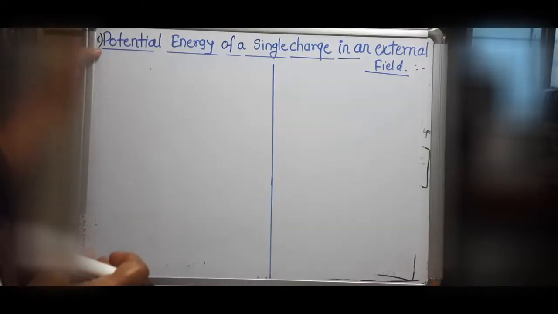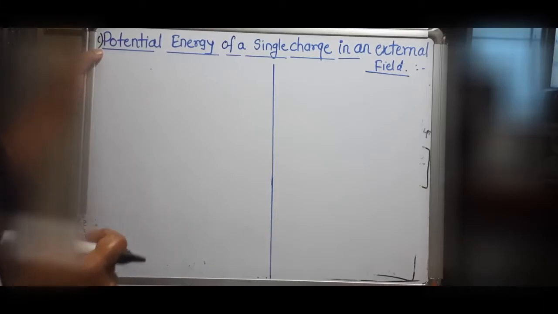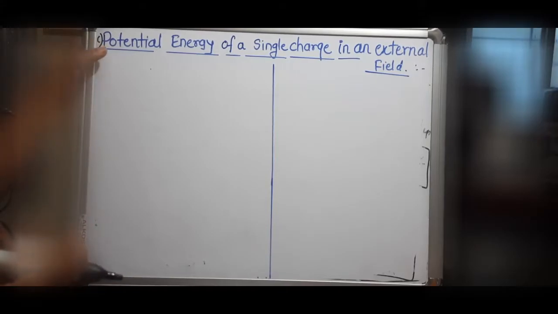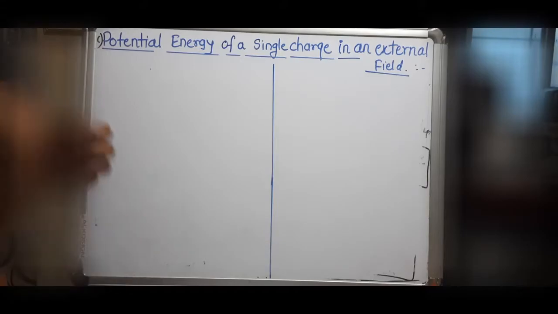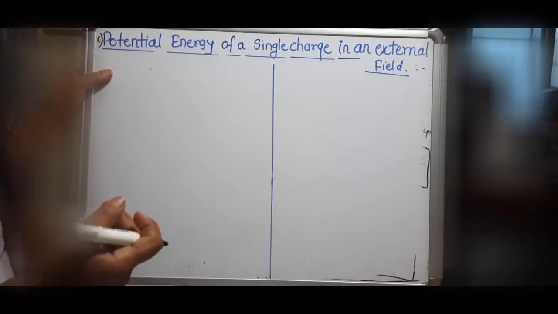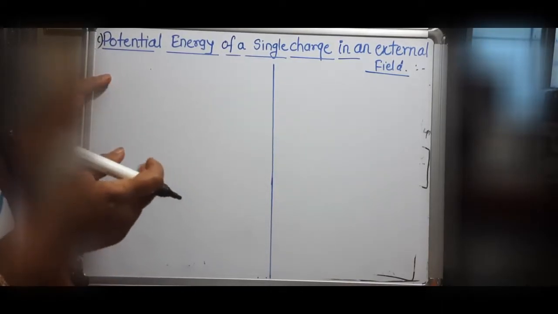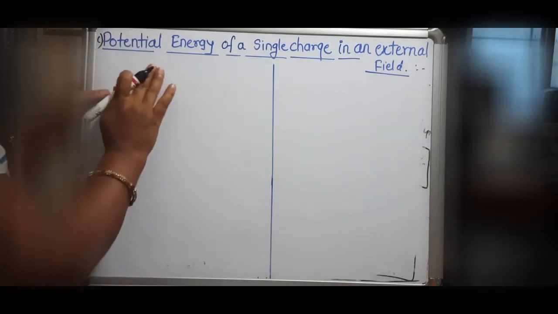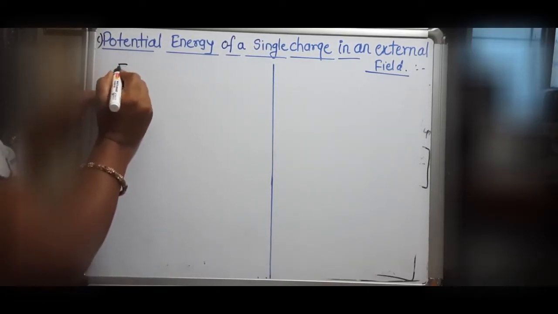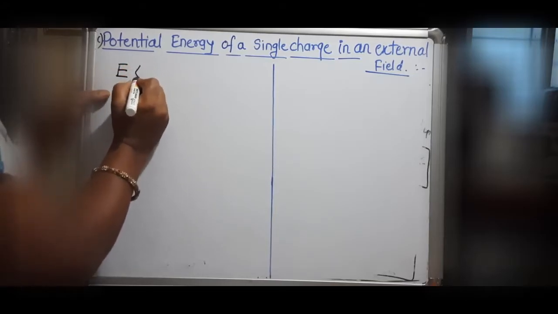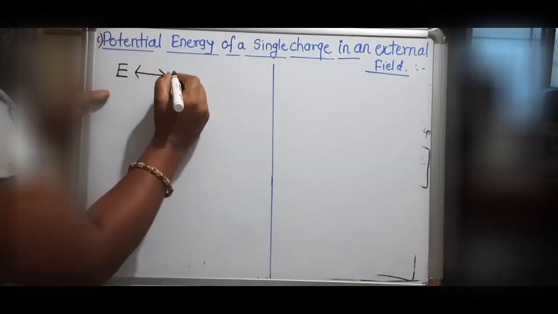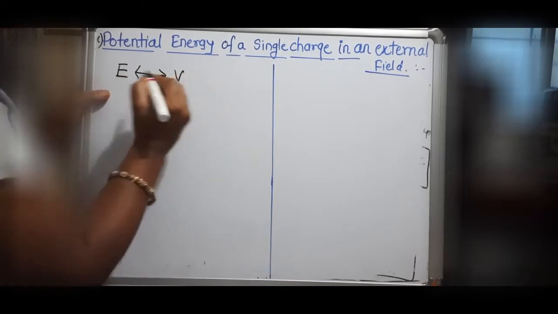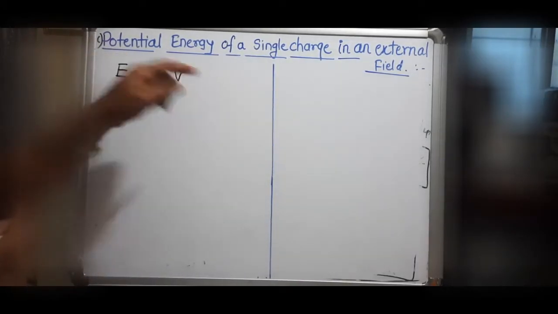Now we consider the potential energy of a single charge which is placed in an external field. Here we determine the potential energy of a single charge in an external field which is not produced by the charge itself. So we have to calculate the potential. The charge is Q, and the external field has magnitude E, which is related to the external potential V, which may vary from point to point.